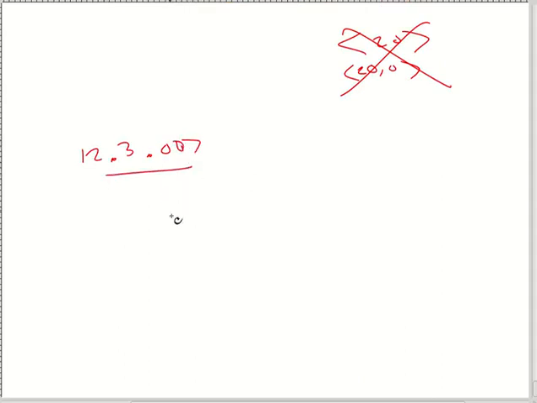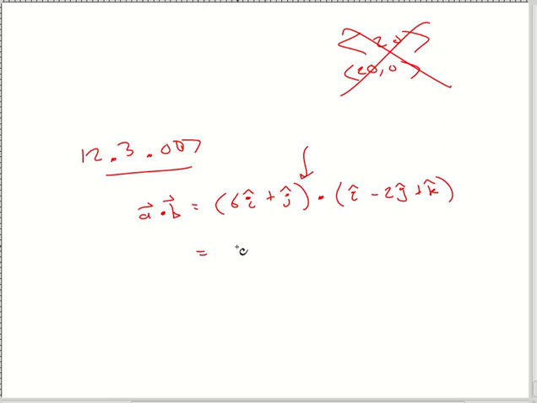12.3.007. So A dot B, and they give me my A and B. I'm just going to go ahead and write it out for you because it's IJK format. So I got 6i plus j, and then dot, and then I have i minus 2j plus k. So notice that I'm missing a k right here. Essentially that's 0. So let me write it out with the angle brackets. 6, 1, 0, dot, 1, negative 2, 1.